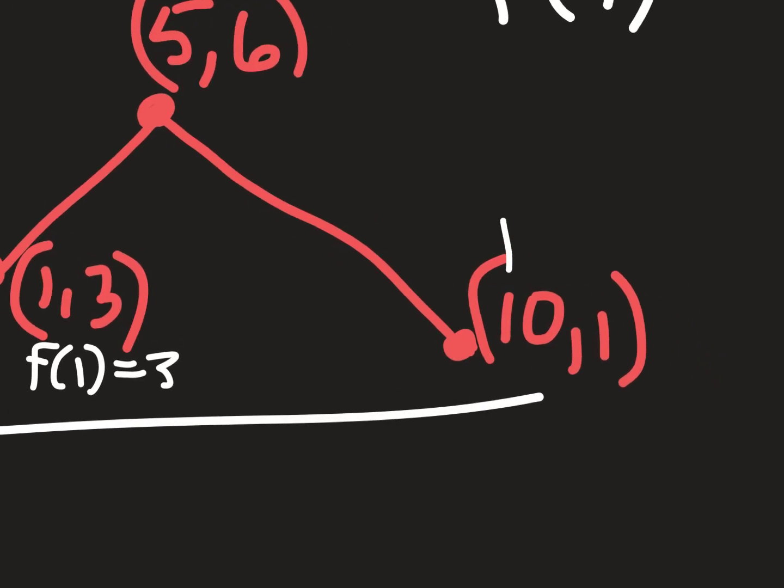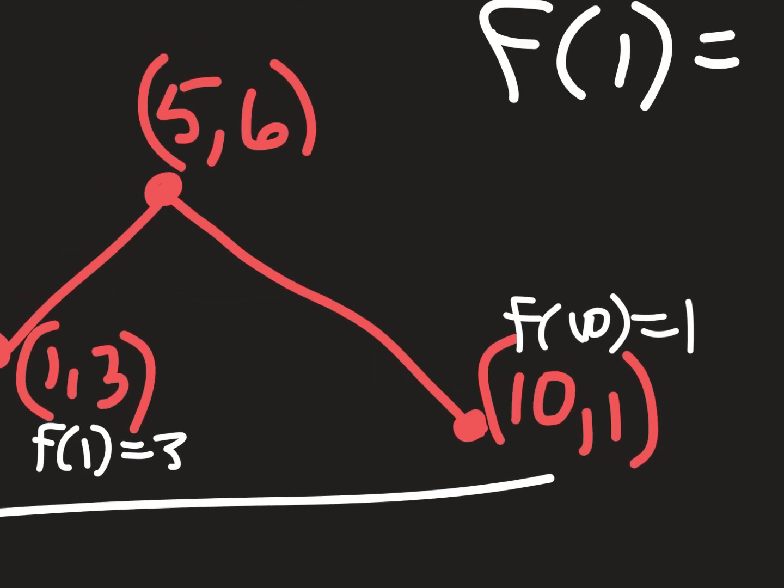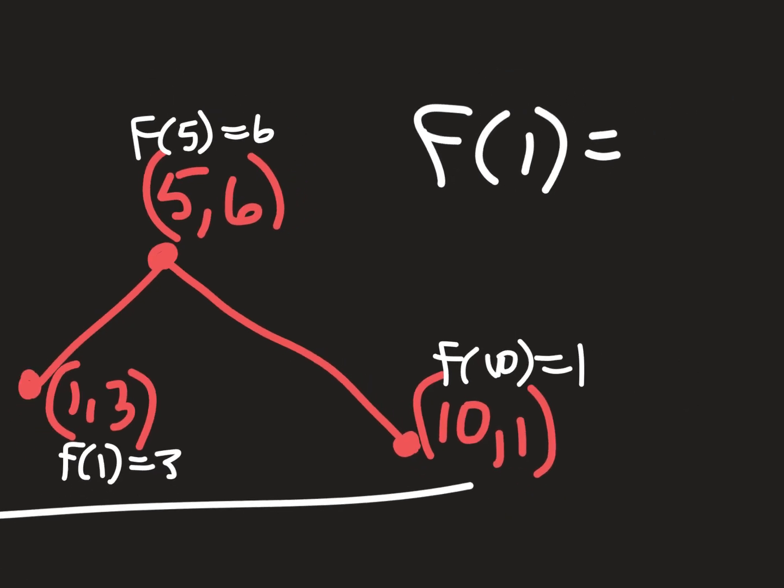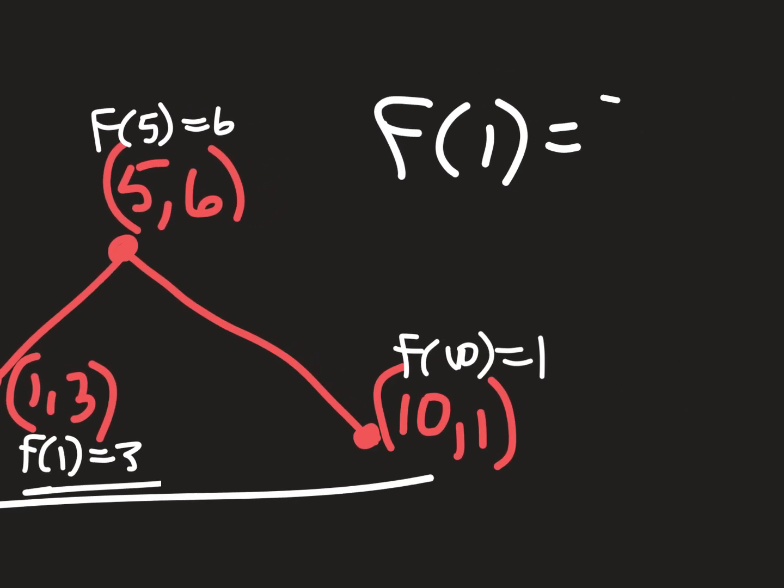This one's f of 10 is 1. And for this point, you could say f of 5 is 6. If you haven't learned that a point means that, you got to learn that now. So f of 1 is 3, and look, right there is the same as this. F of 1 is 3, cool. All right, so of course, they get way harder. That was the easiest thing.